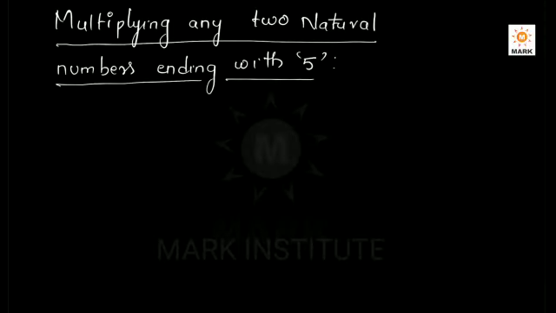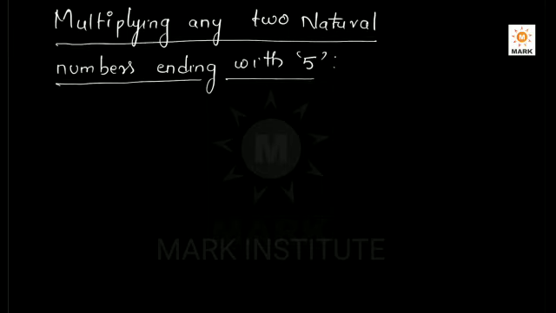Dear friends, in this video we are going to discuss how to multiply any two natural numbers whose units digit is 5. That means ending with 5. Any two natural numbers, if their units digit is 5, how to multiply those kind of numbers? We will see how to do it faster, with a quicker technique.